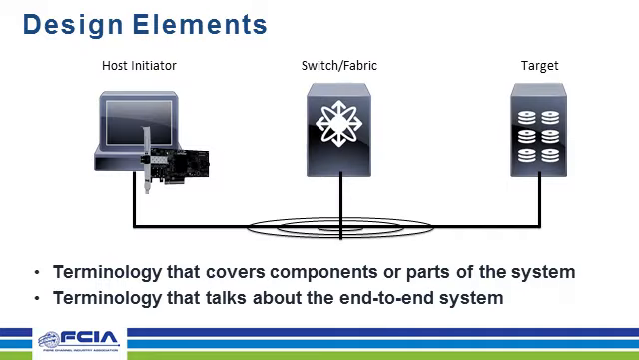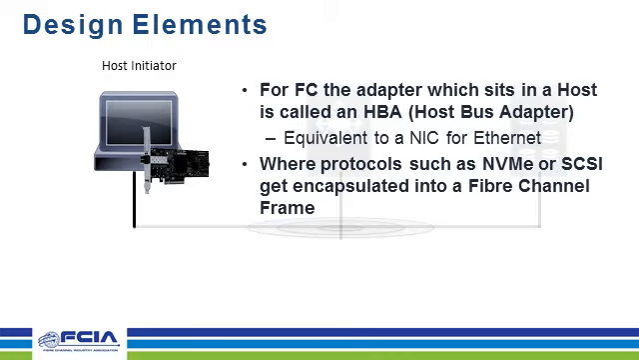Some of the design elements in a Fibre Channel fabric, as I already mentioned, are the host and the target, and those talk through a fabric or a switch. The Fibre Channel initiator is a host system that has a Fibre Channel adapter, which is called an HBA, or host bus adapter. This is equivalent to a NIC for Ethernet. This is the point where protocols such as SCSI or NVMe are encapsulated and then transmitted in a Fibre Channel frame.